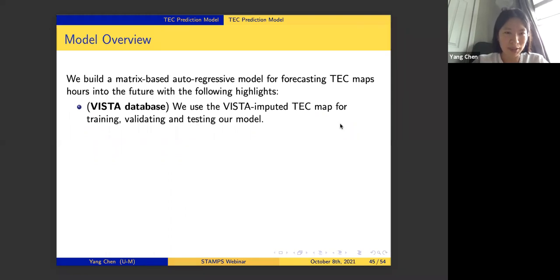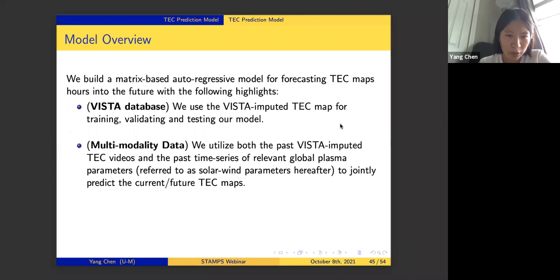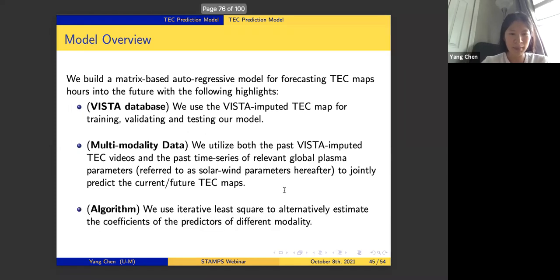We'll build a VISTA database based on the VISTA method that we just presented. And we want to combine multimodality data, in the sense that we want to utilize both the past VISTA imputed TC videos and also some other relevant global parameters. Those are vector parameters to jointly predict the TC maps. And the algorithm that we rely on currently is still an iterative least squares method.